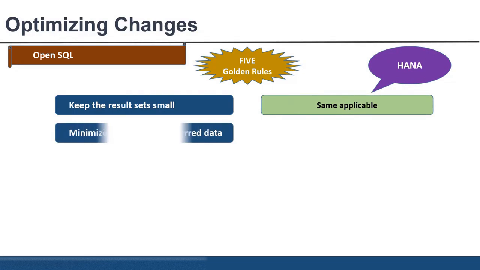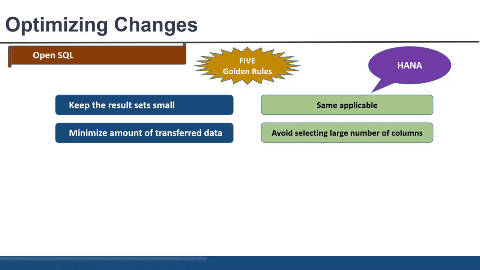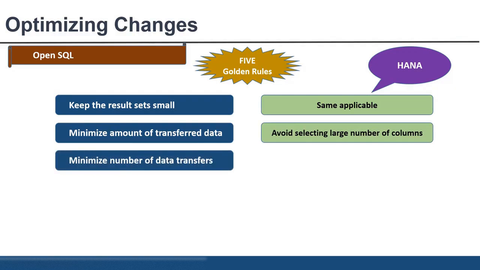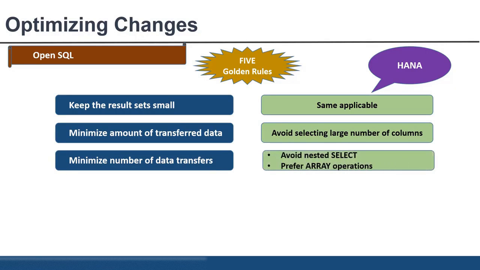Second rule, minimize amount of transfer data. Use select with field list or use aggregate functions. For HANA, avoid selecting large number of columns. Third rule, minimize number of data transfers. Use joins or subqueries. For HANA, avoid nested select and prefer array operations.